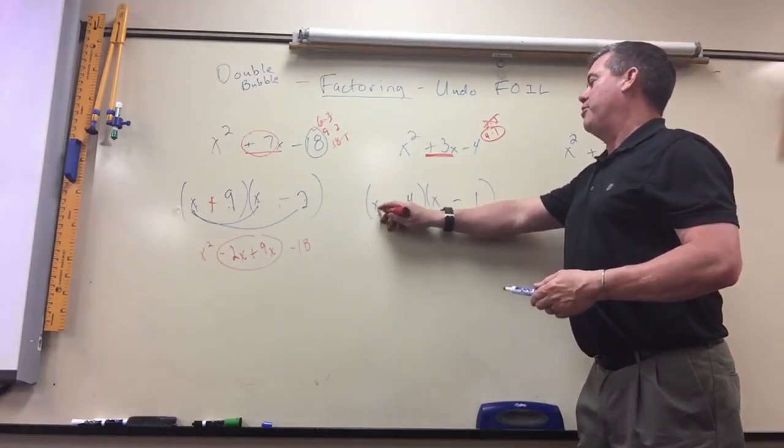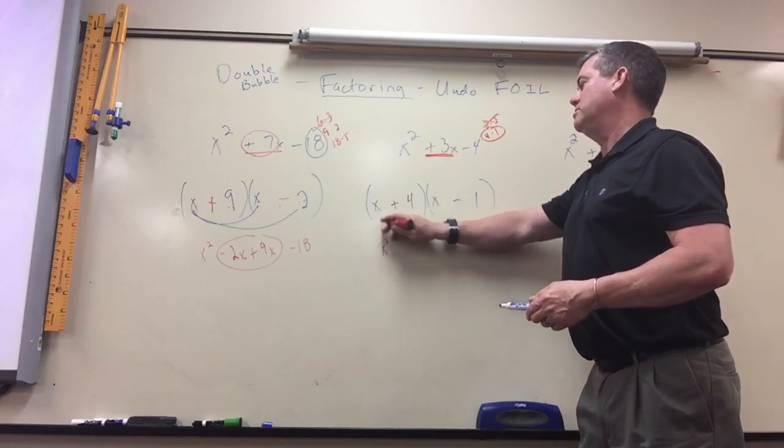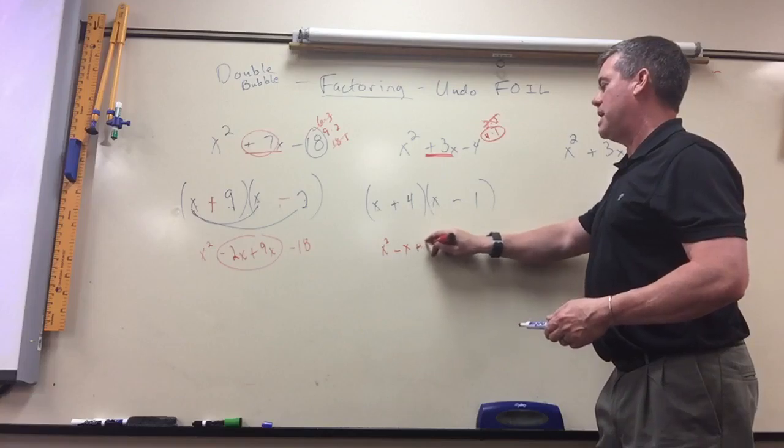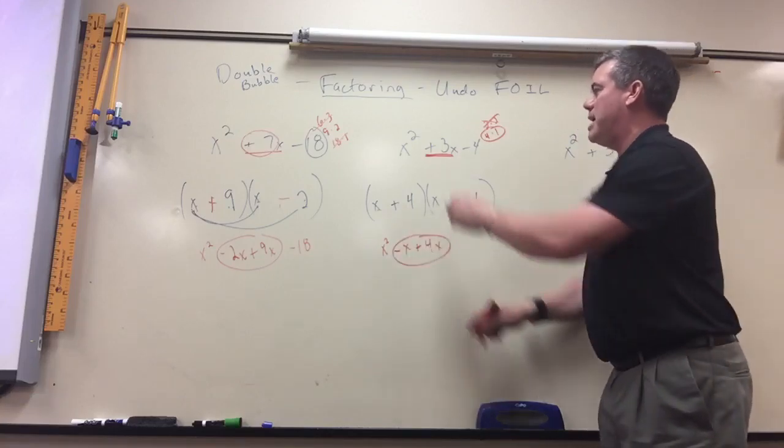So when you check it, first times first is x squared. Outside times outside is negative x. Inside is positive 4x, which combines to make that.